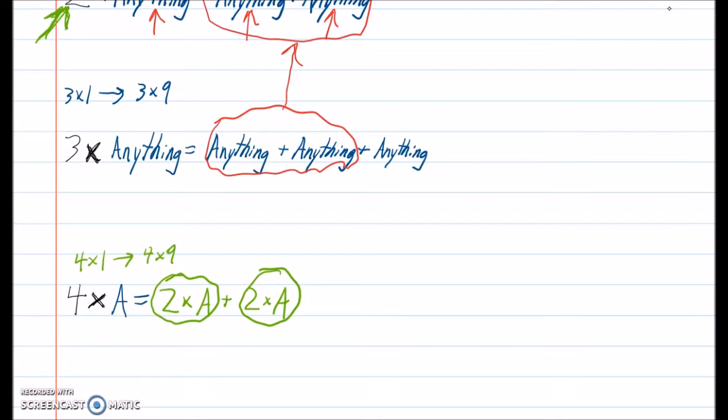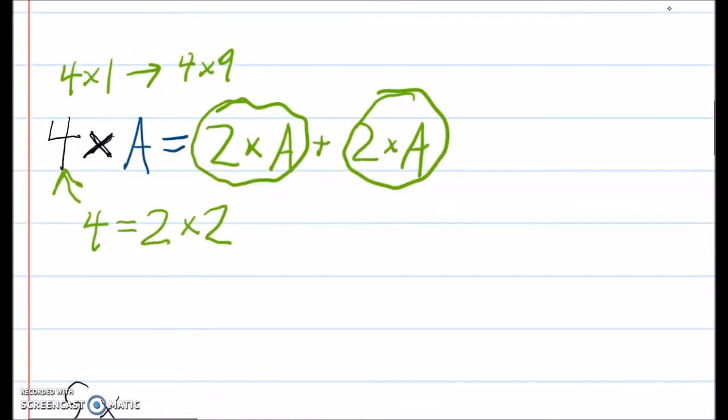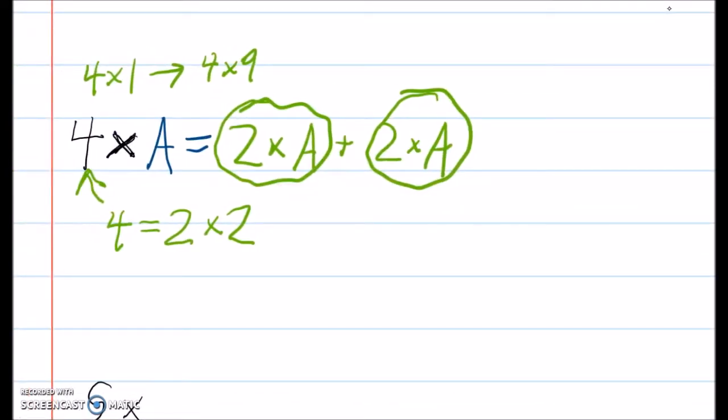I actually think about it like this. So 4 can be broken down: 4 is the same thing as 2 times 2. Okay? So because 4 is the same thing as 2 times 2, I can write 4 times anything, maybe I'll go back to the blue, 4 times anything is the same thing as 2 times 2 times anything.